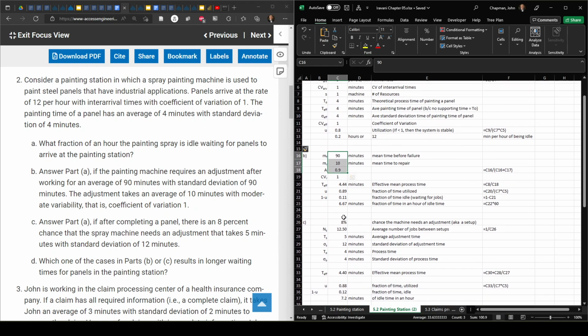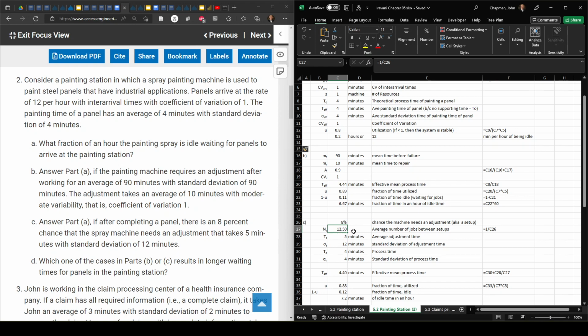Moving on to part C. Answer again, what is the idle time? But in this case, after completing a panel, there's an 8% chance the spray machine needs an adjustment that takes 5 minutes with standard deviation of 12 minutes. Okay, so there's an 8% chance of an adjustment, a setup. We'll call that a setup for the purposes of our circumstance here and using these formulas.